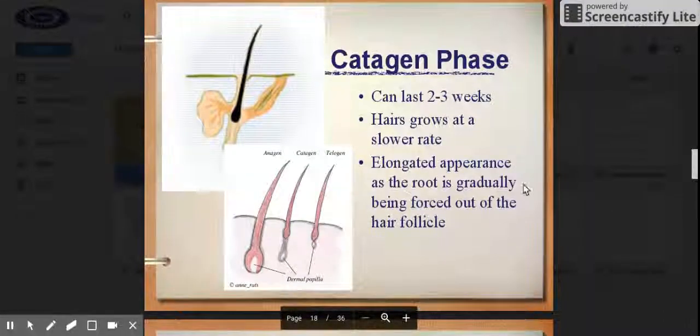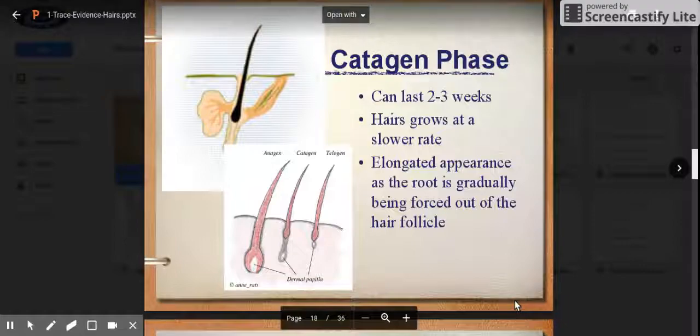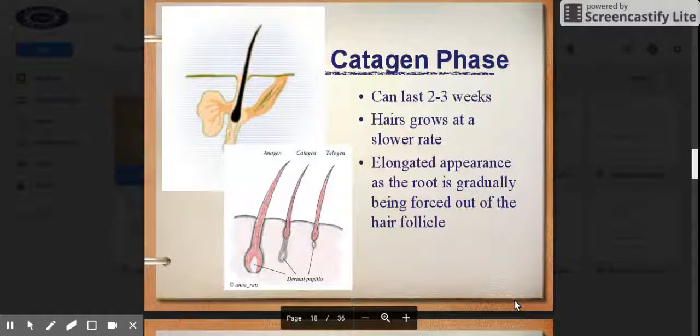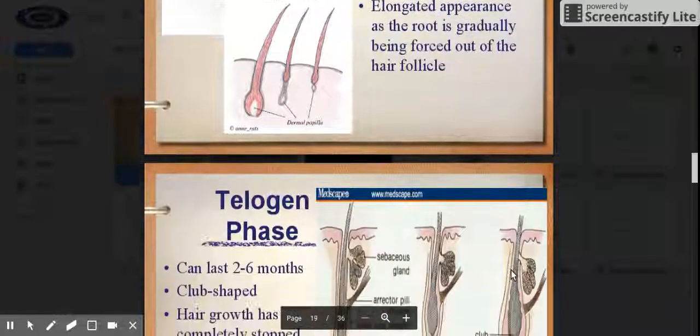Our second phase is the catagen phase. The catagen phase can last 2 to 3 weeks. This is the second phase. Your hair growth slows and eventually ceases, and it's getting ready for that third phase to push it out. This is whenever the root of your hair starts taking on this elongated appearance as your follicle is trying to push that hair sample out.